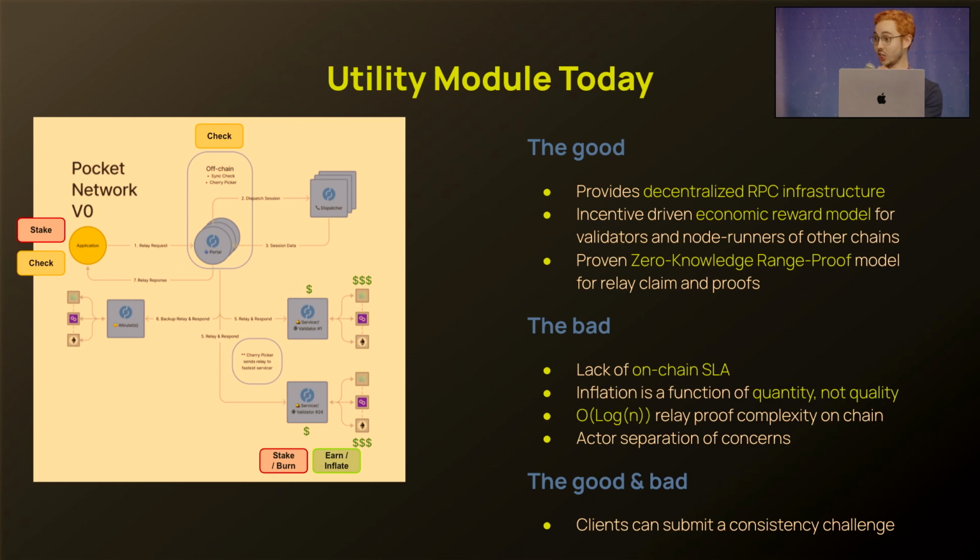We have a really good economic model where basically all of the validators are incentivized to support as many blockchains and provide as good of a service as they can. And there's a lot of really novel zero-knowledge proof work that has proven itself over the last couple of years. The big problem with this is that there's no way to guarantee on-chain SLA.